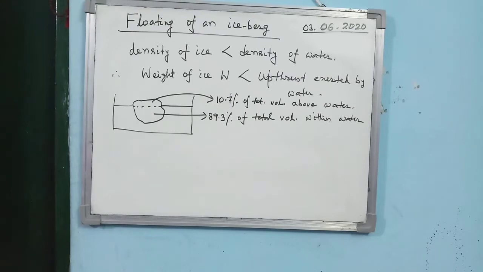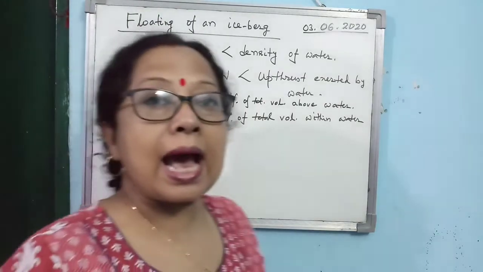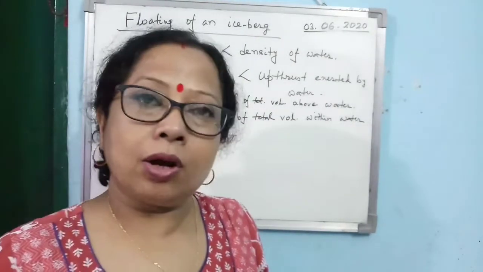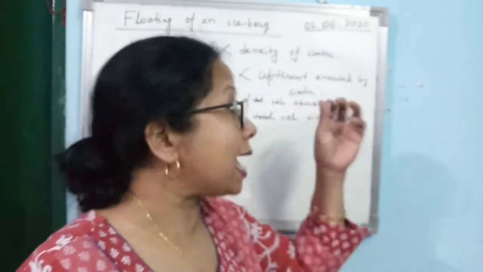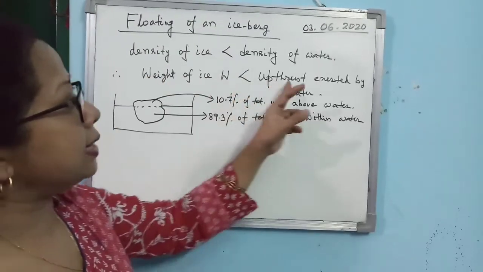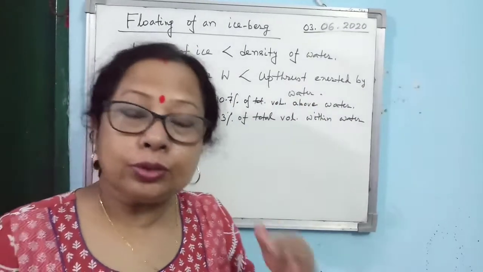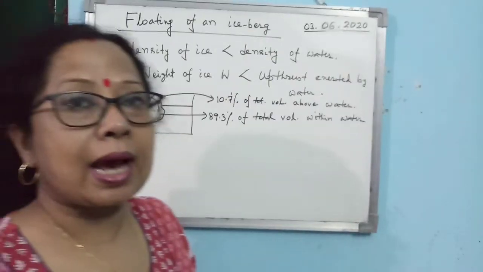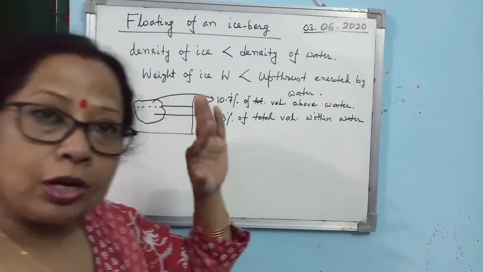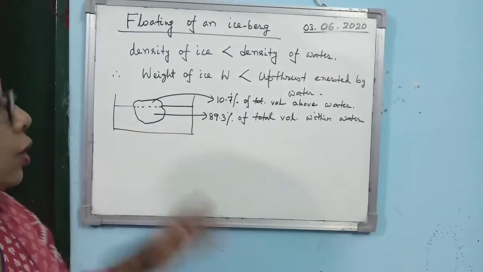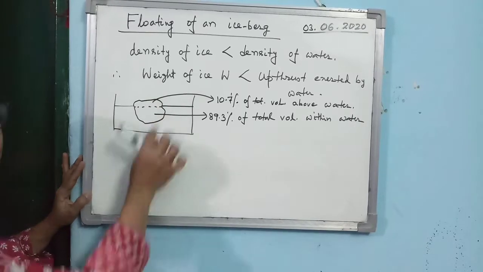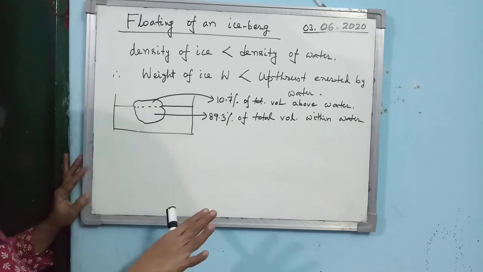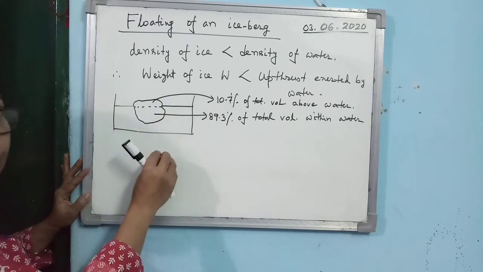Now the next topic is the floating of an iceberg. For ice, the density of ice is less than the density of water. As the density of ice is less than water, the weight of ice is less than the upthrust exerted by water. The third case I have already discussed today: when upthrust is greater, the body will rise up and float partially submerged. So if you put a piece of ice within water, the ice will float like this, partially submerged, not the entire portion within water.